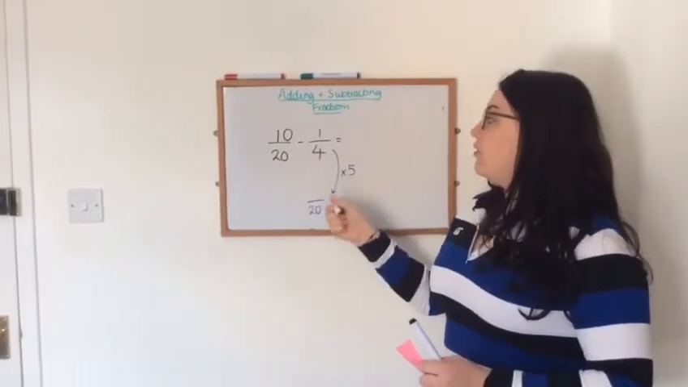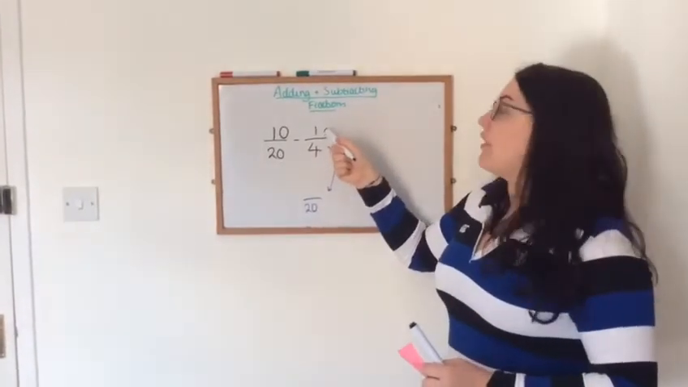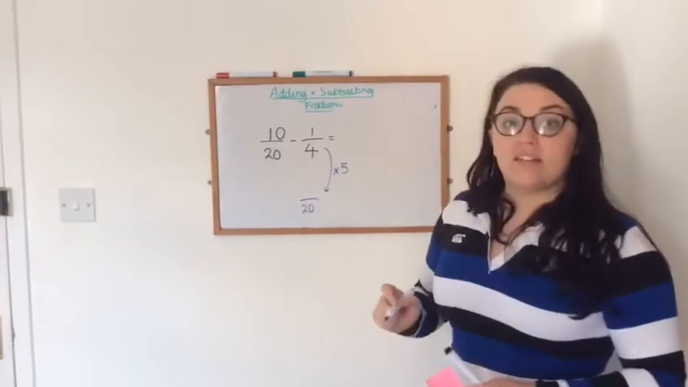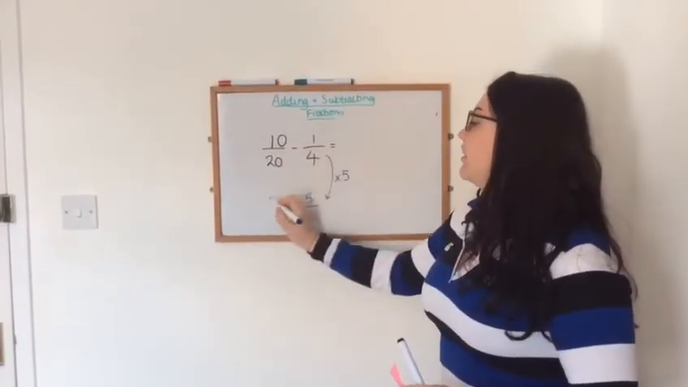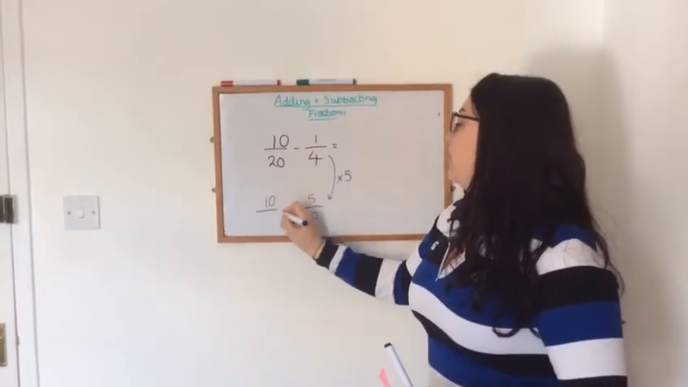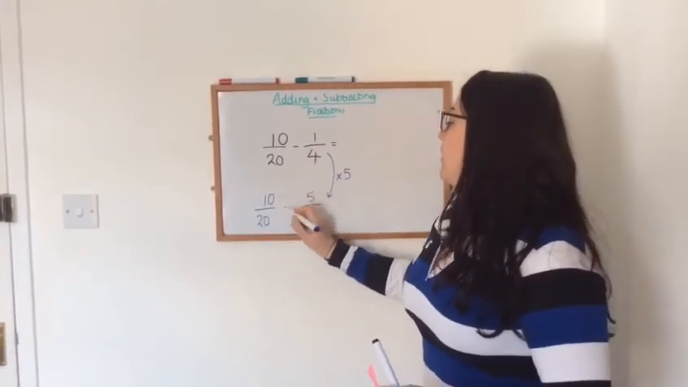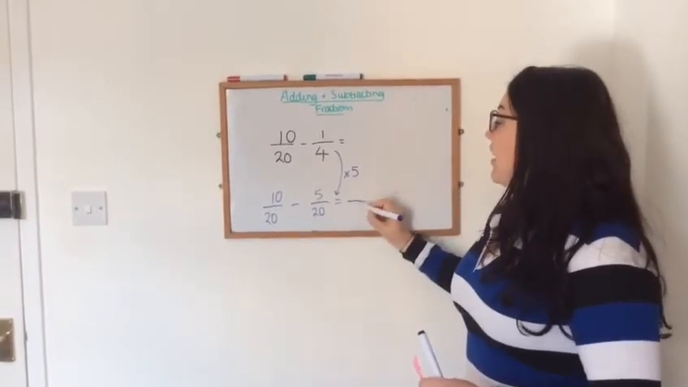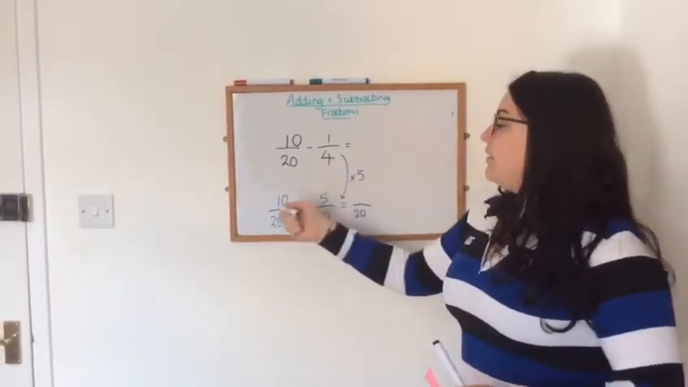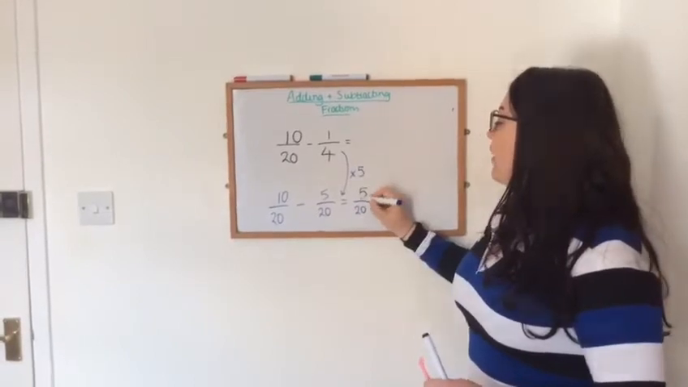Whatever we do to the bottom, we also have to do to the top. So think, what is 1 times 5? It's going to be 5. Then we can bring the rest of the calculation down. 10/20 take away 5/20. The bottom numbers are going to stay the same. And then 10 take away 5 is 5.